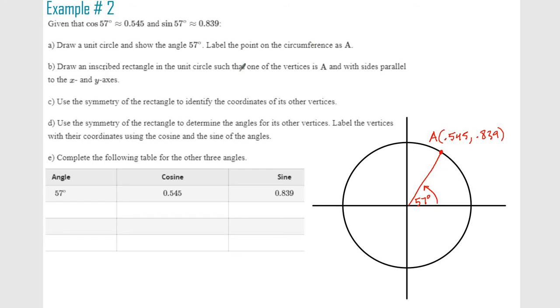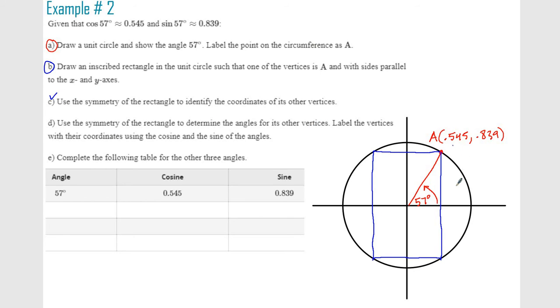Then we want to draw an inscribed rectangle in the unit circle, parallel with the x and y axes. So this was A. Now use the symmetry of the rectangle to identify the coordinates of the other vertices.